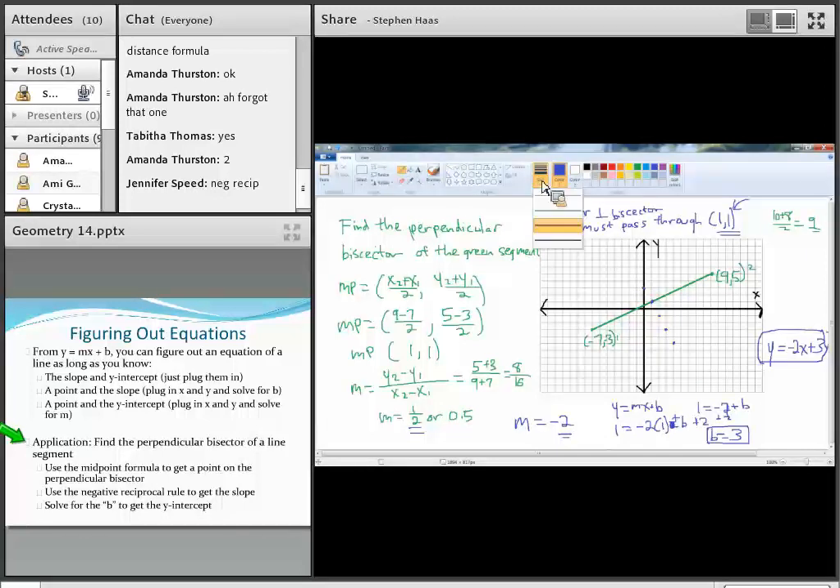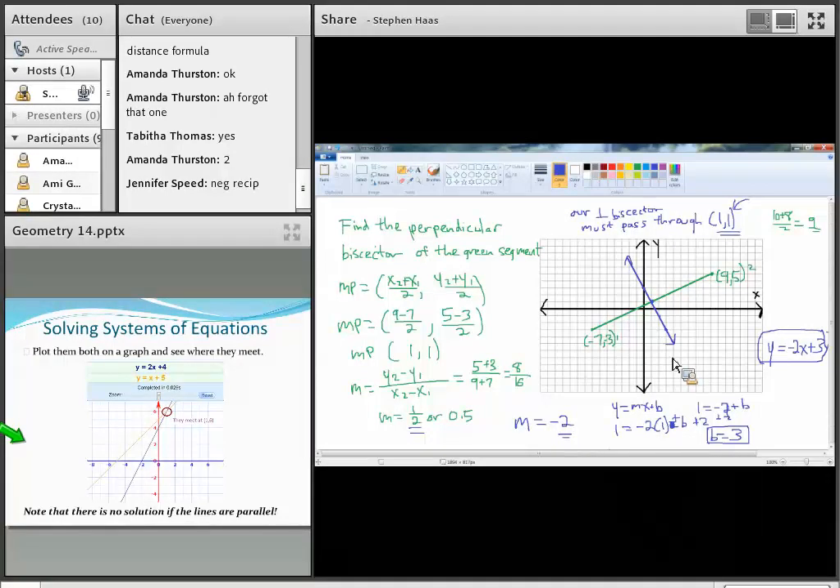And let's draw the line. Start down here. All right, there we go. And of course this is a line, so we'll put an arrow here and an arrow here. And the blue line is now the perpendicular bisector of the green line segment. All we did was make sure that it has a negative reciprocal slope, and that it crosses the midpoint, and we made sure both things happen.